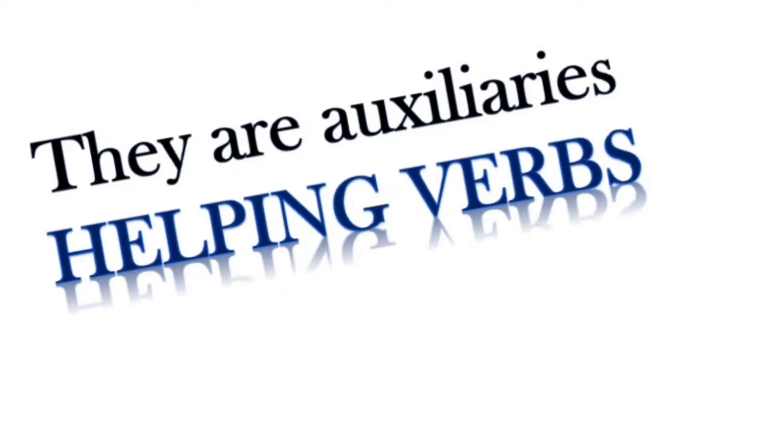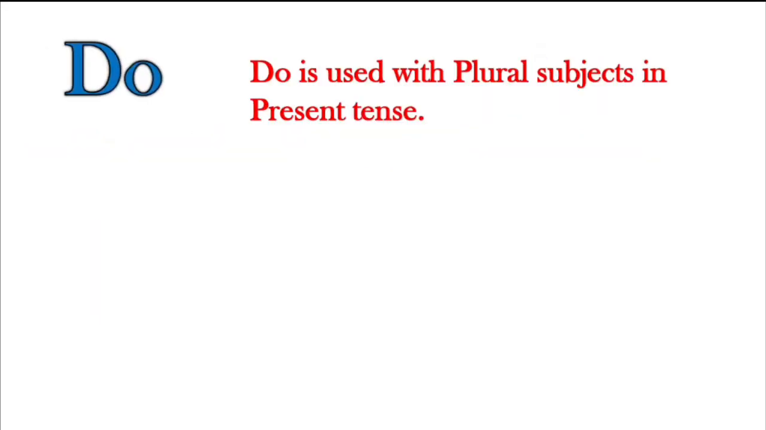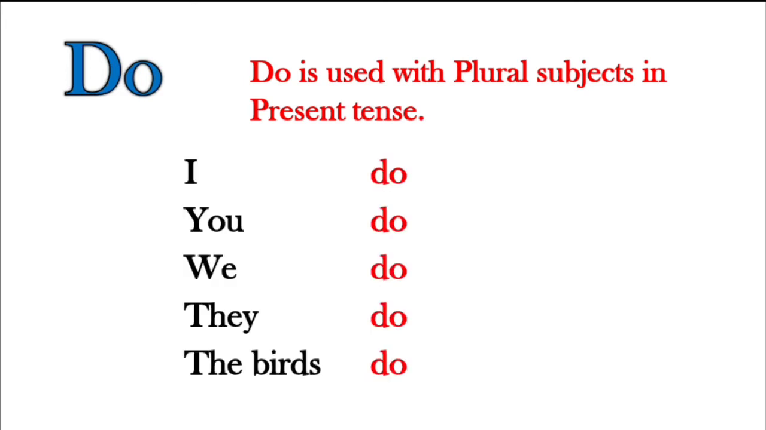Do. We use do with plural subjects in the present tense. In simple present tense, we use do with plural subjects. It means when we use the subject as I, you, we, they, and nouns like the birds, the people, children, kids, animals. If the subject is plural, we use do as a helping verb in the place of main verbs.